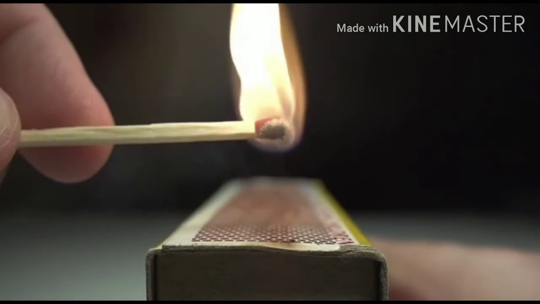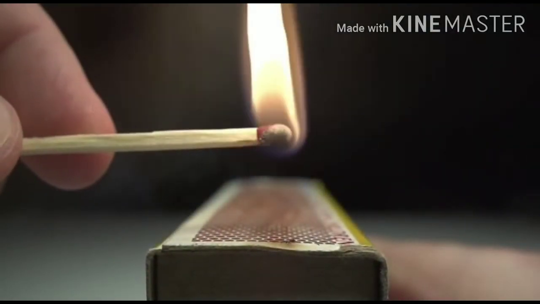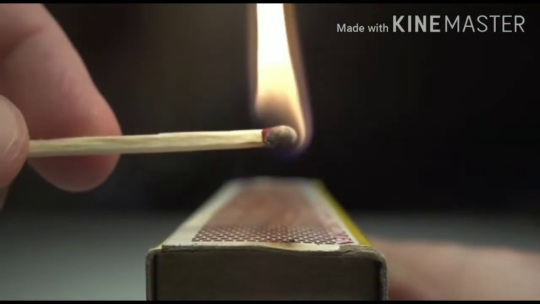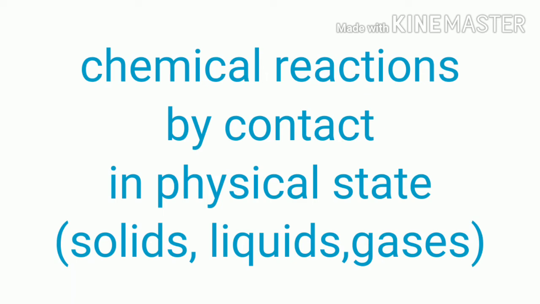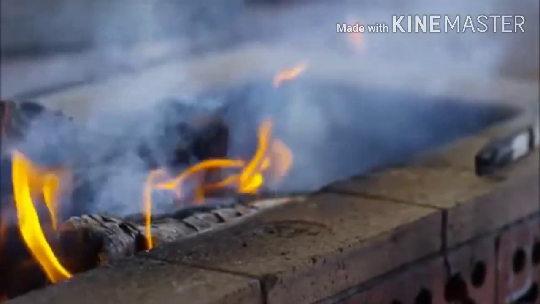Dear children, could you remember some day-to-day activities like burning of matchsticks on rubbing? Iron materials turning reddish brown? Why? How do these changes happen? Students, these changes are due to chemical reactions by contact in physical state. You know the physical states? Solids, liquids, gases. Now we will see some more examples of this physical contact.